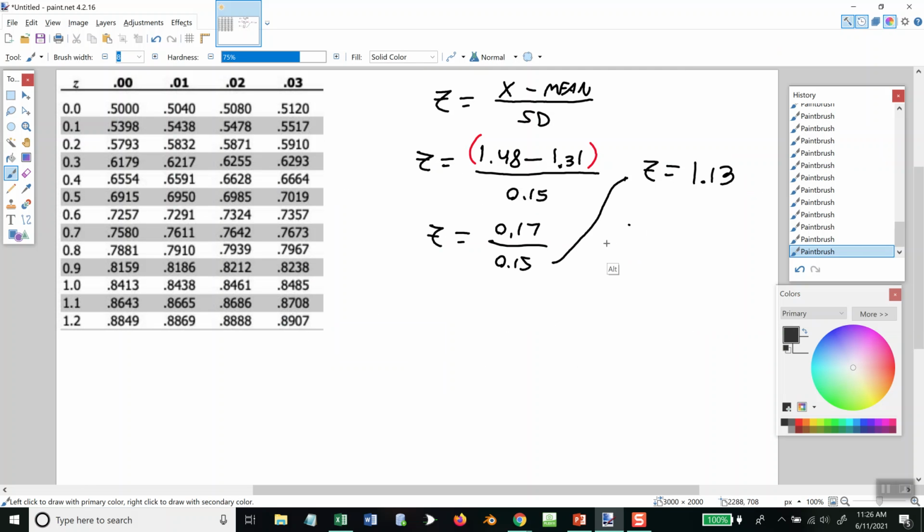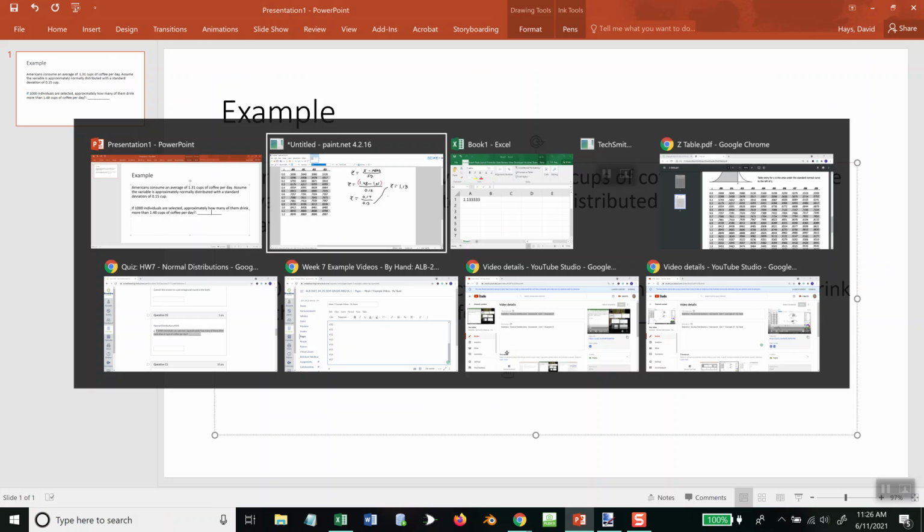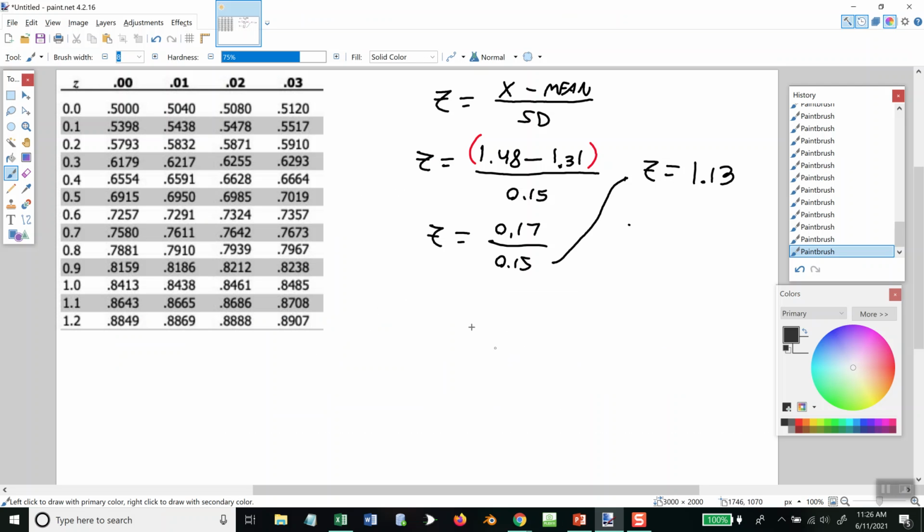Now let's go back and look at our original problem. It says how many of them drink more than? More than is greater than. It's shaded to the right. So we're going to have 1.13 shaded to the right, which is an issue. I mean, it's a z-score now, so we're fine. We can use a table, but our table is based upon the area to the left. Whenever you have the area to the right specified, you rewrite it as 1 minus the area to the left.